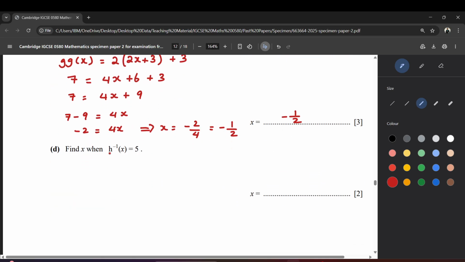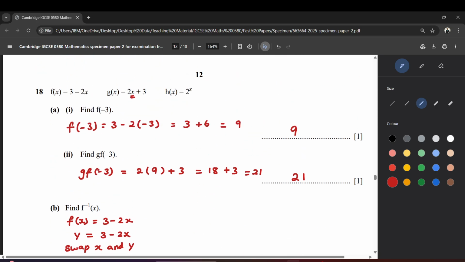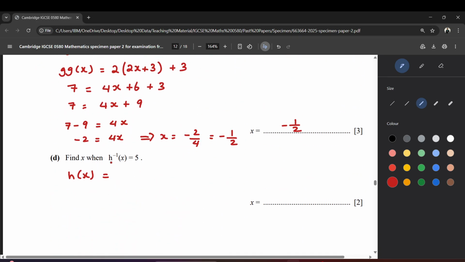Now it says find x when h inverse of x is equal to 5. Okay, first of all, what is h of x? 2 to the power of x. Okay, so this says that h inverse of x. If you need to find the inverse, first you write y equals 2 to the power of x. Again, swap x and y. So this becomes x and this becomes y.